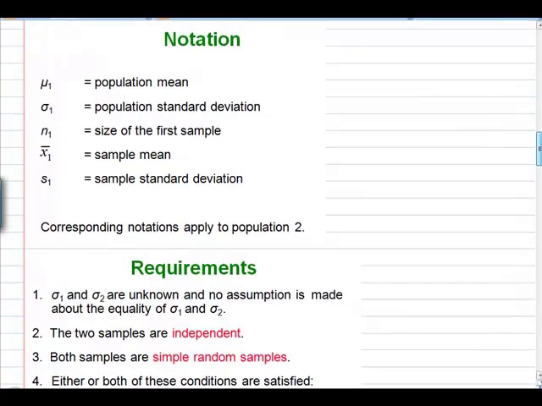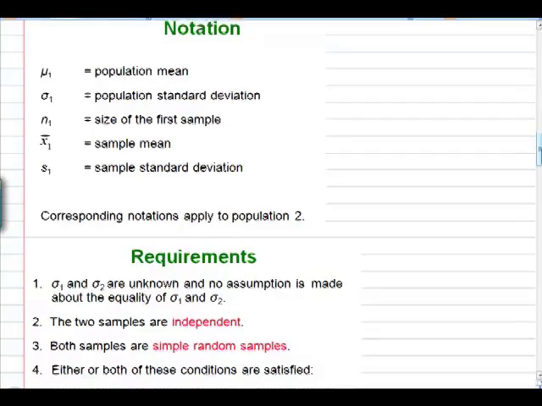The notation here, just like it was with the proportions, if you see a subscript of 1, that means we're looking at the information for the first group, whatever we define the first group to be. And then if we change that subscript to 2, then we're looking at the information from the second group.